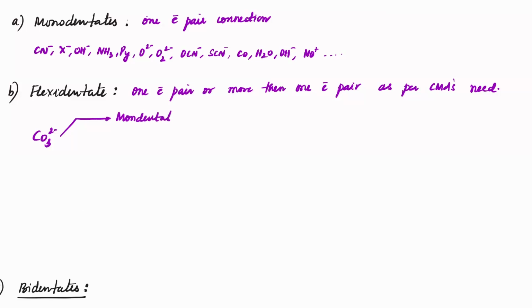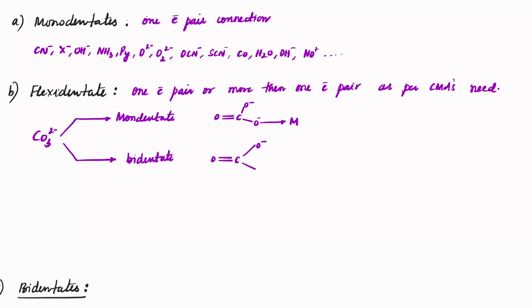Monodentate means you can see C double bond O, O minus and O minus. From here, it will connect to the metal. In some cases, it can offer bidentate also. That means it can give two connections at a time. So that is O, C double bond O, O minus and O minus.